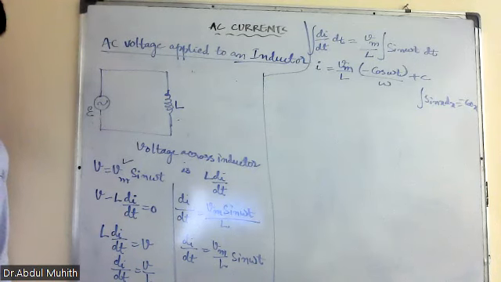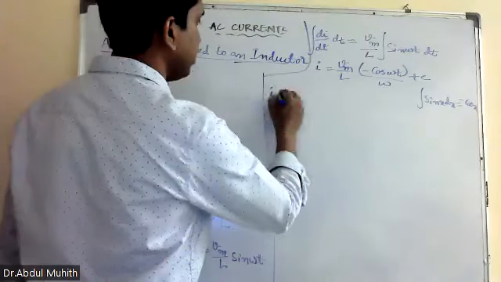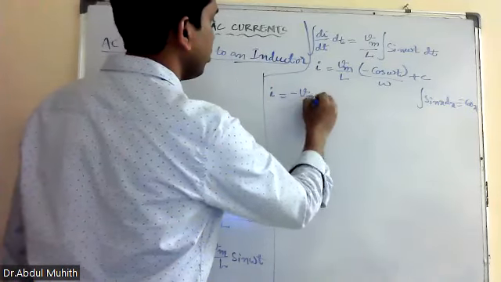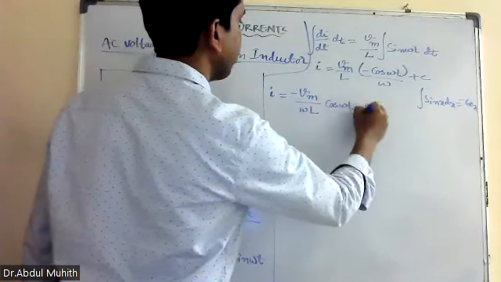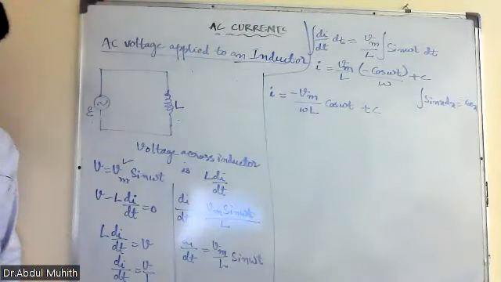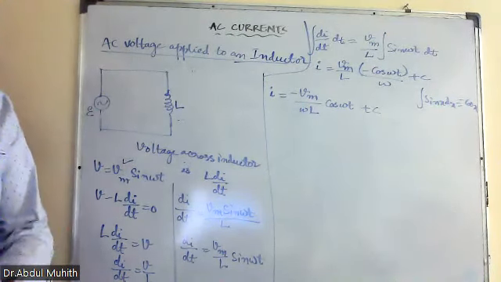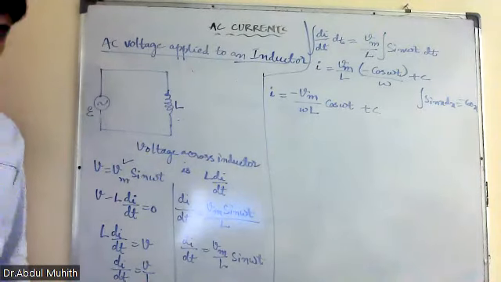That you have to divide it. So what did we get now? So we got here I is equal to what? I is equal to minus Vm by omega L into cos omega t plus c. Minus Vm divided by omega L into cos omega t plus constant. Okay. Now, what is cos omega t now?